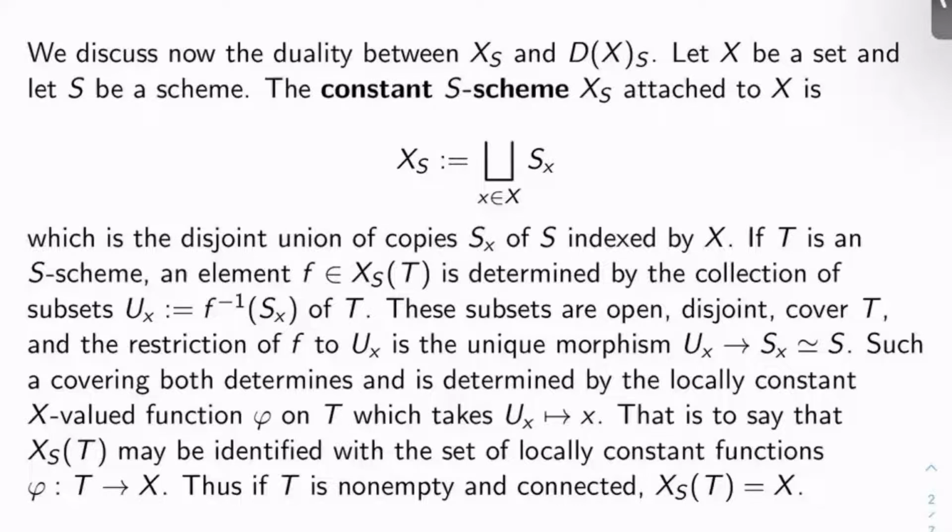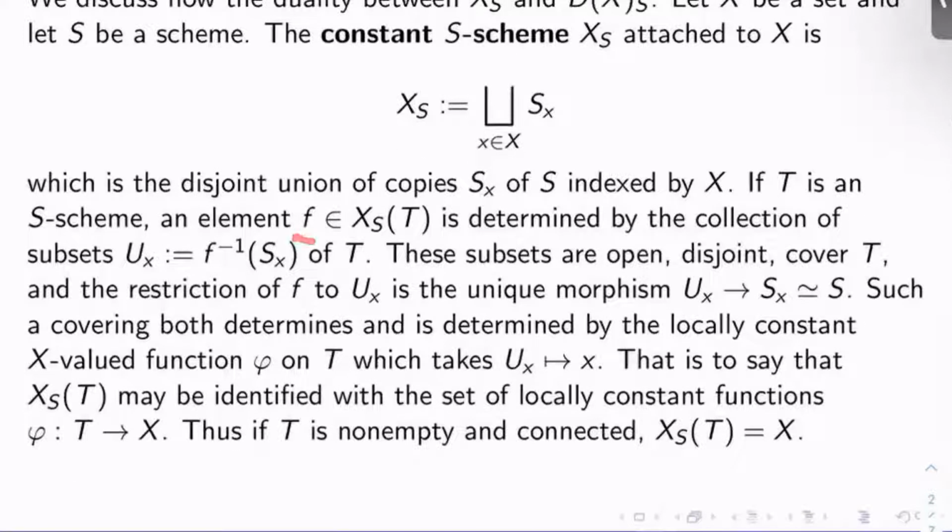Okay, if T is an S-scheme, an element f, let's say, in the T-points of x sub S is, of course, determined by the collection of subsets U sub x given by f inverse of S sub x of T. These subsets are open, they're disjoint, they cover T. The restriction of f to U sub x is just the unique structure map U sub x to S sub x, which is isomorphic to S. And so such a covering both determines and is determined by the locally constant x-valued function phi on T that sends that neighborhood U sub x to the point x that indexes it.